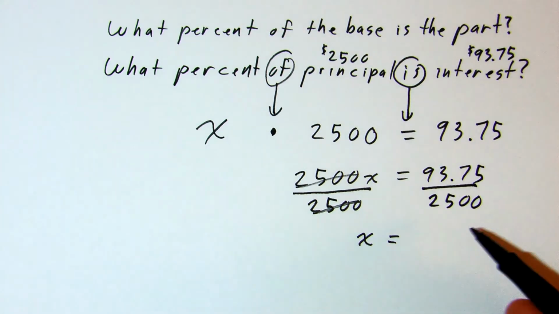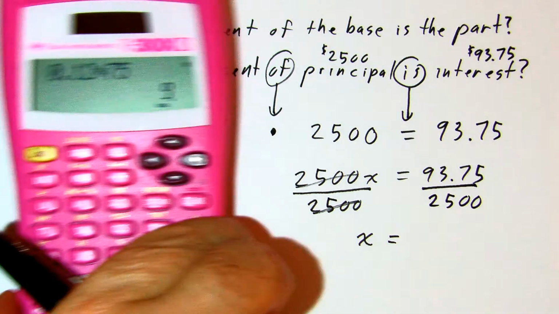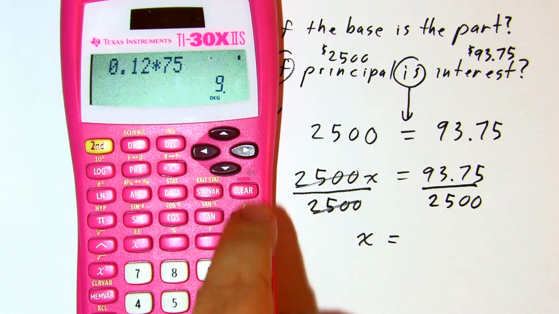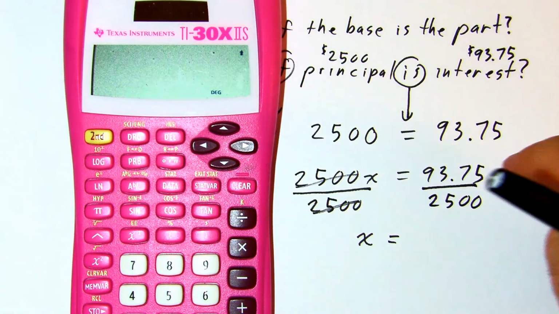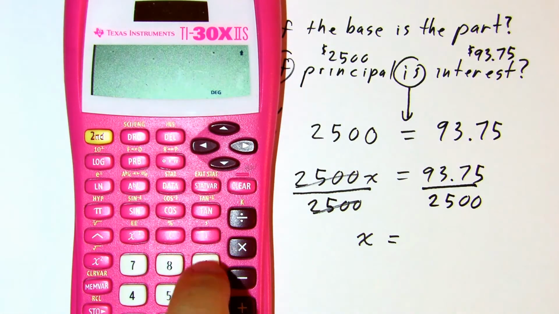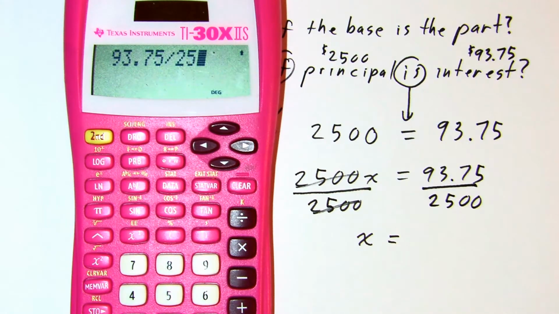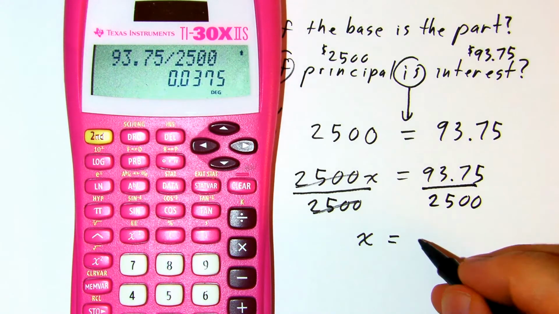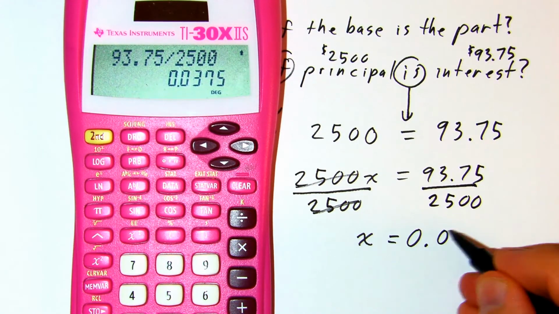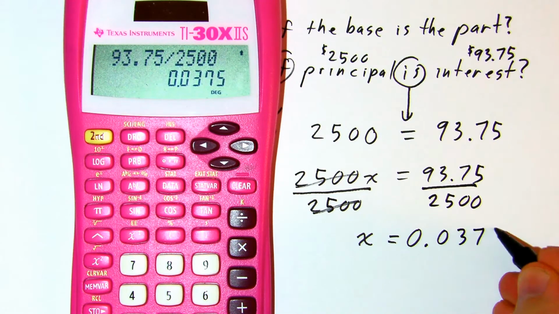And then on the right side, again, we'll need to use our calculator. And it's always the top divided by the bottom. And that gives us 0.0375.